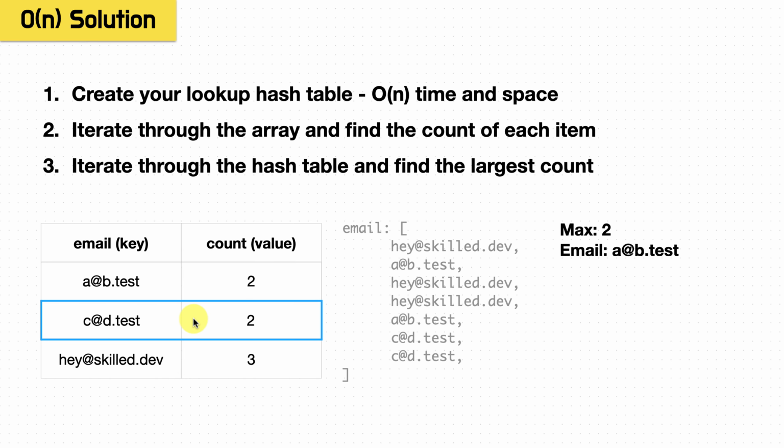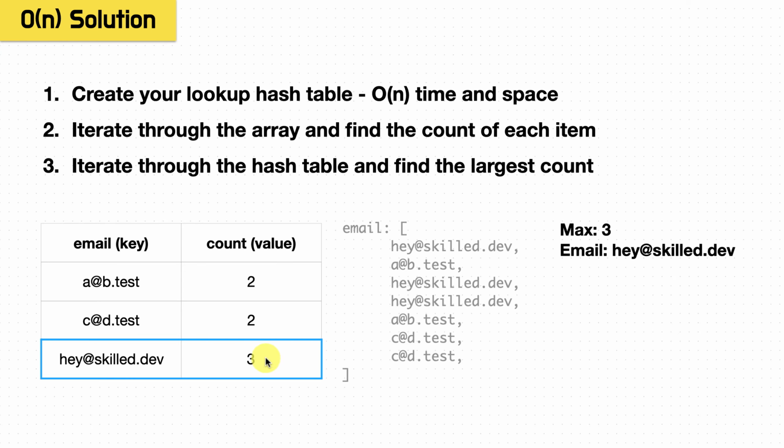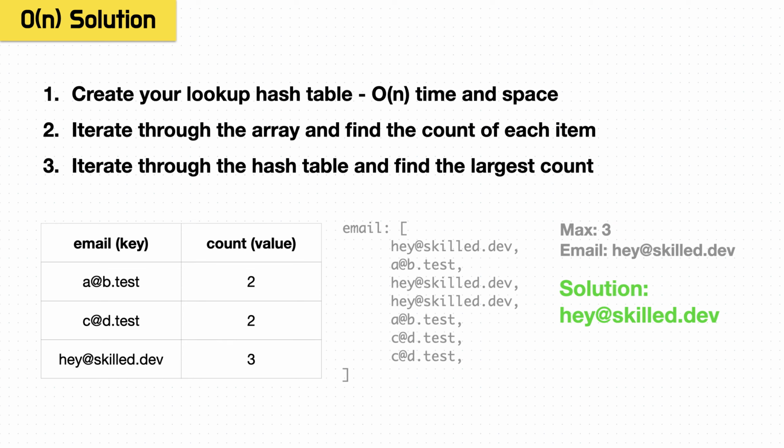Then we go to the second item. We have c@d.test. Well, its count isn't larger than the current max, so we don't make any updates. Then we have a count of 3. This is the new max, and this is associated with the email address hey@skilled.dev. Then we're done iterating, and this gives us our solution. Our max was 3, and we know the email address, the person who is the hacker, is hey@skilled.dev.